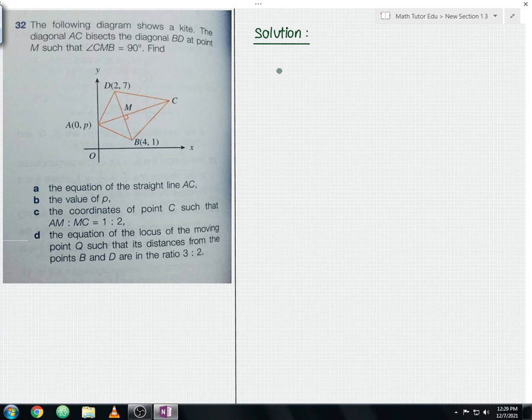Now I'll be discussing Form 4 Additional Mathematics, Chapter 7 Coordinate Geometry, HOTS question example 5.